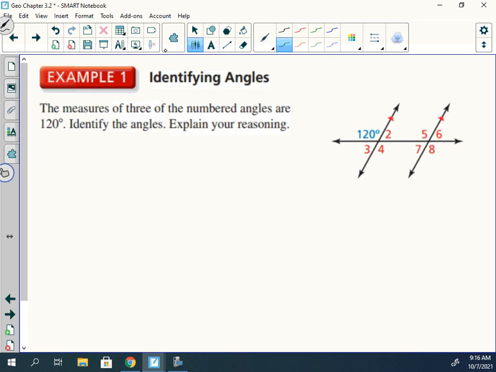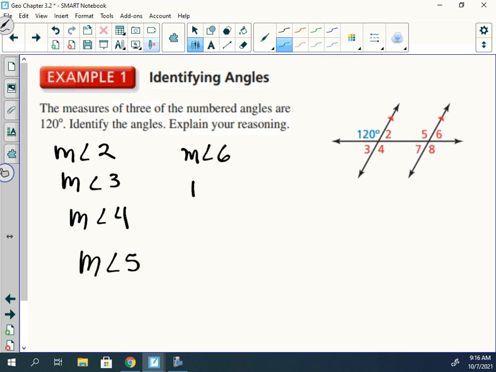So we look at this here. Out of these 8 angles, how many different numbers are we going to have? Let's see. 2, right? So looking at this here, we're trying to find the measure of angle 2, the measure of angle 3, the measure of angle 4, the measure of angle 5, the measure of angle 6, the measure of angle 7, and the measure of angle 8.